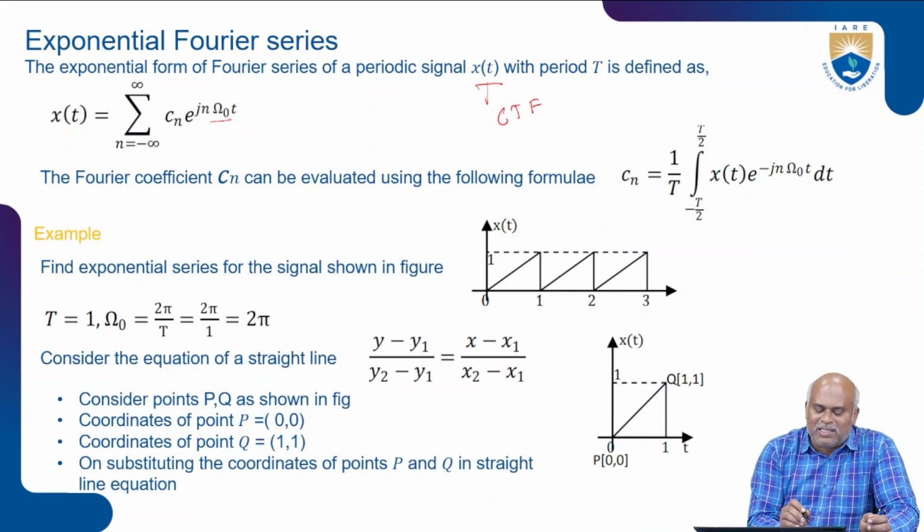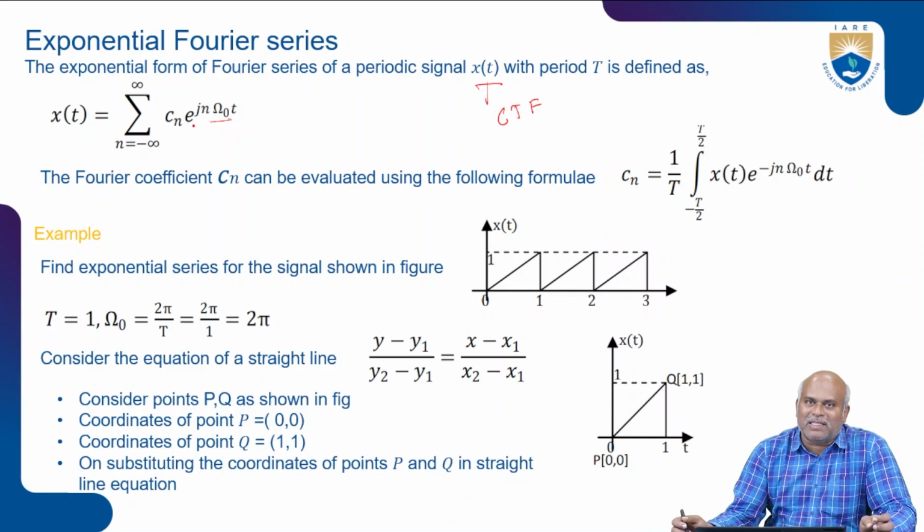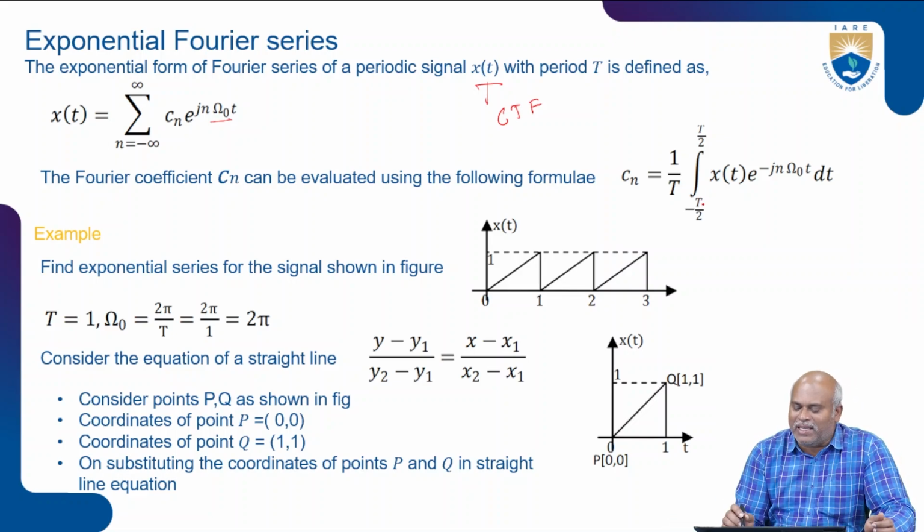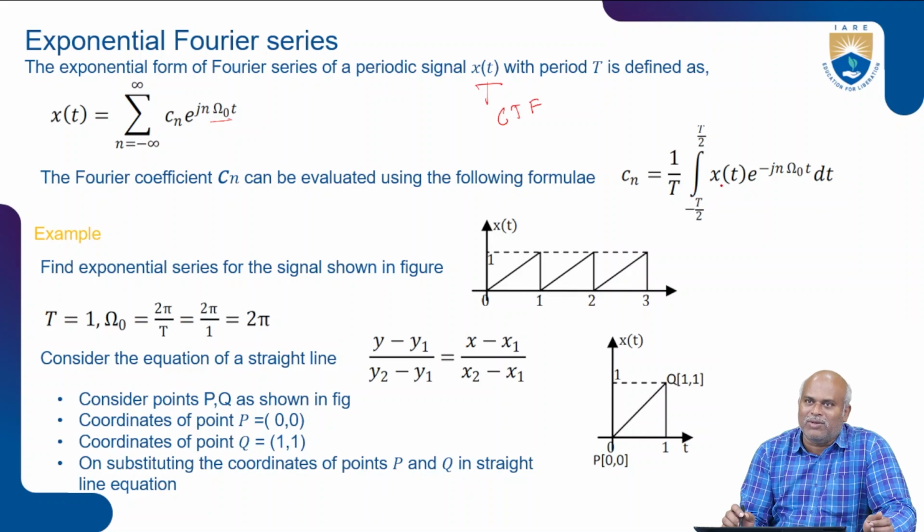In this case c of n is represented as the Fourier series coefficient of the exponential condition. c of n is equal to 1 by T integration from minus T by 2 to plus T by 2 of x of t e power minus j n omega 0 t dt.